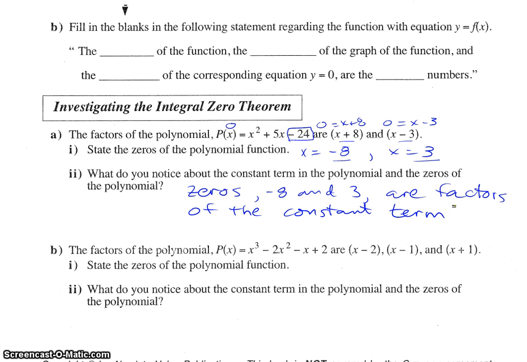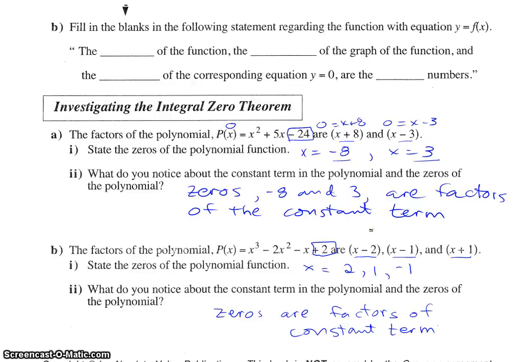Okay, the factors of the polynomial p of x equals x cubed, so now we have a cubic polynomial, minus 2x squared minus x plus 2 are, okay, so they factored that already, and we get those factors. So state the zeros of the polynomial function, and then what do you notice? So why don't you guys find those zeros and then unpause, and we'll see if we have the same answer. Okay, so did you get x equals 2, 1, and -1?